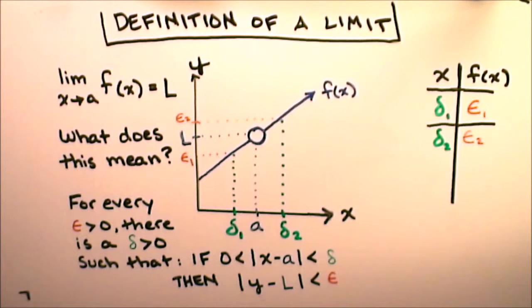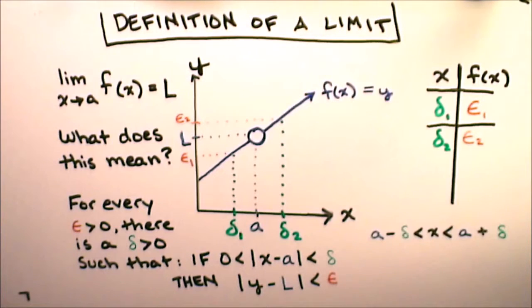If you don't like absolute values, you can rewrite them as follows. If our x value is inside the interval between a plus or minus delta, then our corresponding f of x value must be inside the interval between L plus or minus epsilon. Let's look at an illustration.